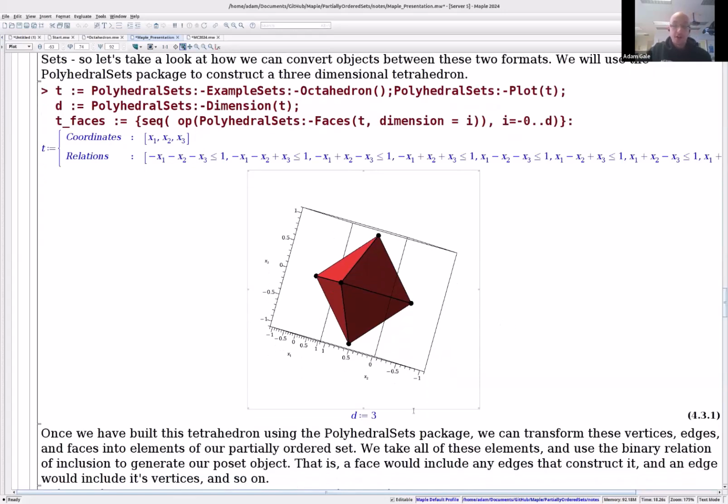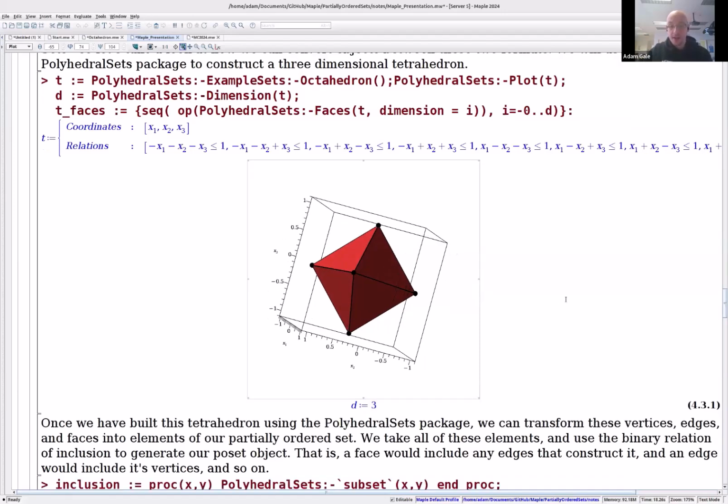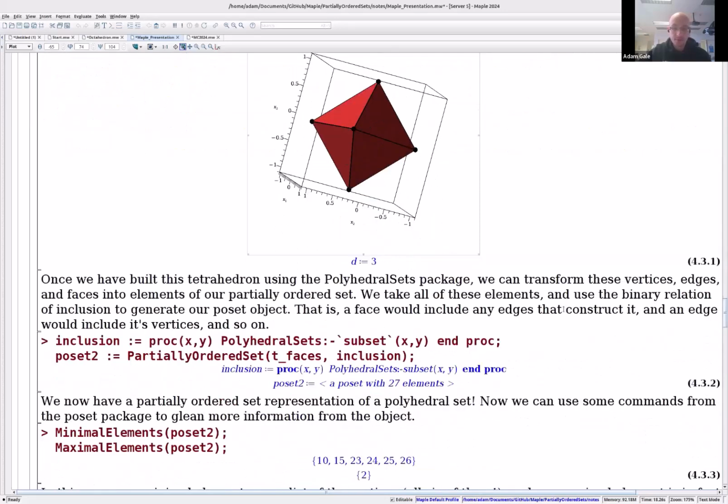Once we have built this tetrahedron using polyhedral sets, we can transform these vertices, edges, and facets into elements of our partially ordered set. We'll take all of these elements and use the binary relation of inclusion to generate our poset. That is, a face would include any edges that construct it, an edge would include its vertices, and so on.